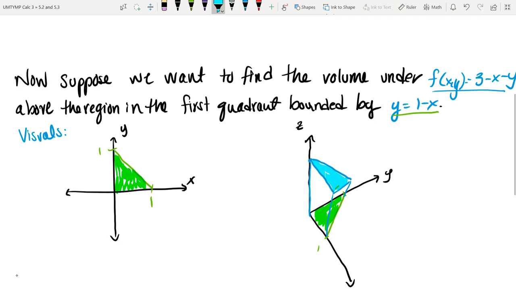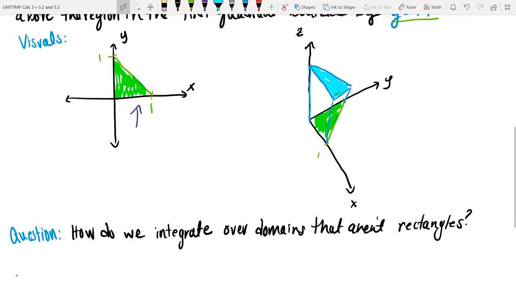We want to be able to do that. In the past week we focused on regions that were rectangular. Now here you can very clearly see that our region is not rectangular. So how do we integrate over domains that are not rectangular? That's going to be our focus for today, and we'll pick up with some ideas in the next video.